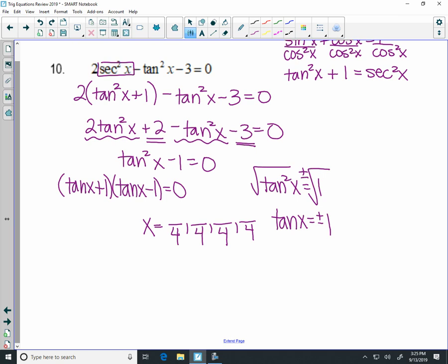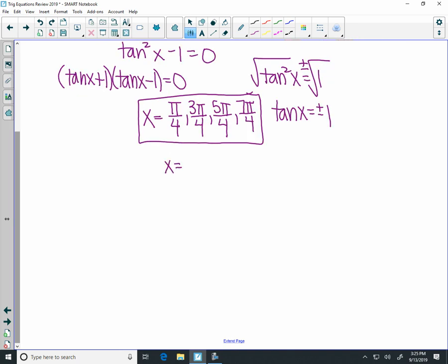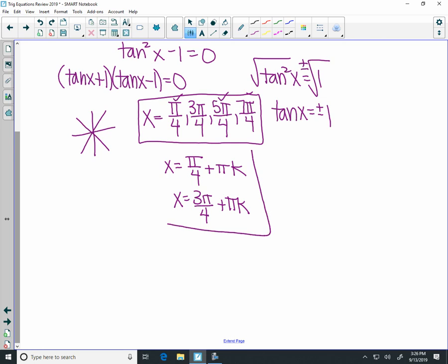Tangent is 1 or negative 1 at all of our fourths. Tangent is positive in our first quadrant and in the third quadrant. Third quadrant is 5 pi over 4. Tangent is negative 1 in our second quadrant, which is 3 pi over 4, and our fourth quadrant, which is 7 pi over 4. It really seems like you should be able to write a nice equation for these all together, but it's just not doable. You have to write 2. Pi over 4, if you draw that picture, is across the unit circle from 5 pi over 4. So pi over 4 plus pi k takes care of those 2. 3 pi over 4 is across the unit circle from 7 pi over 4. So that takes care of this.